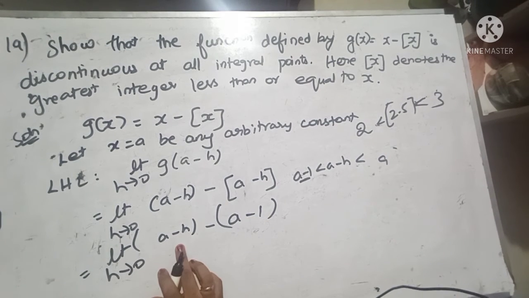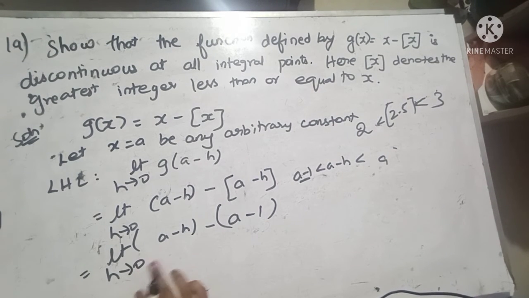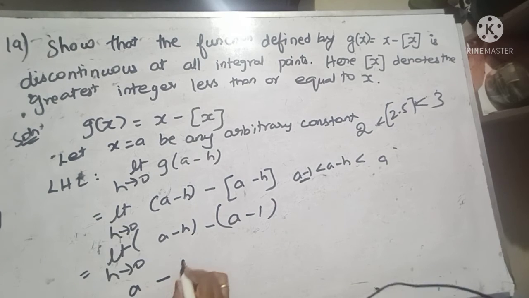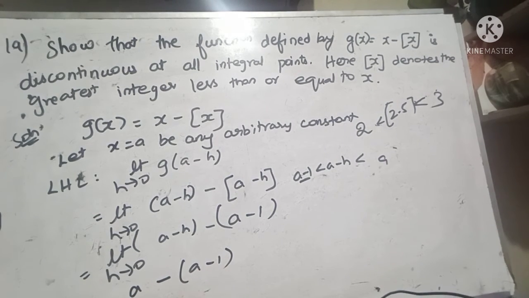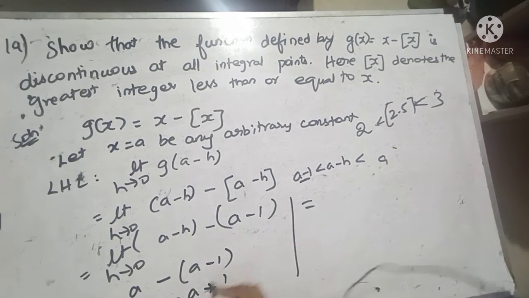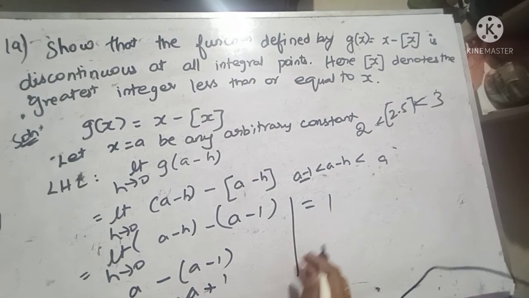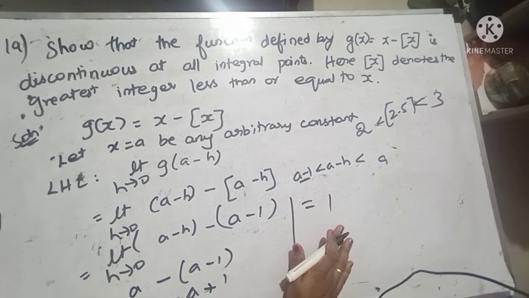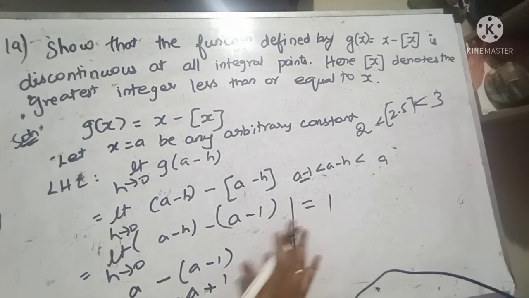So now when I apply the limit, that is h value to be 0, we get a minus 1. So this is equal to a minus a plus 1. A and minus a get cancelled. So the answer is 1. So we arrived at the left hand limit. Now moving towards the right hand limit.